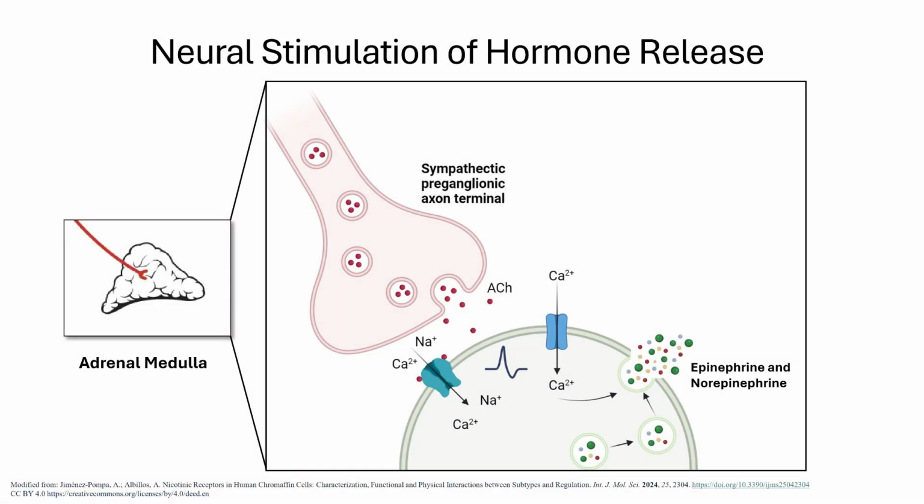Another example involves activation of the sympathetic nervous system during stress. Preganglionic sympathetic fibers innervate the adrenal medulla. These neurons release the neurotransmitter acetylcholine. Acetylcholine stimulates cells of the adrenal medulla to secrete epinephrine and norepinephrine. Because neurons directly trigger hormone release, this is also a neural stimulus.